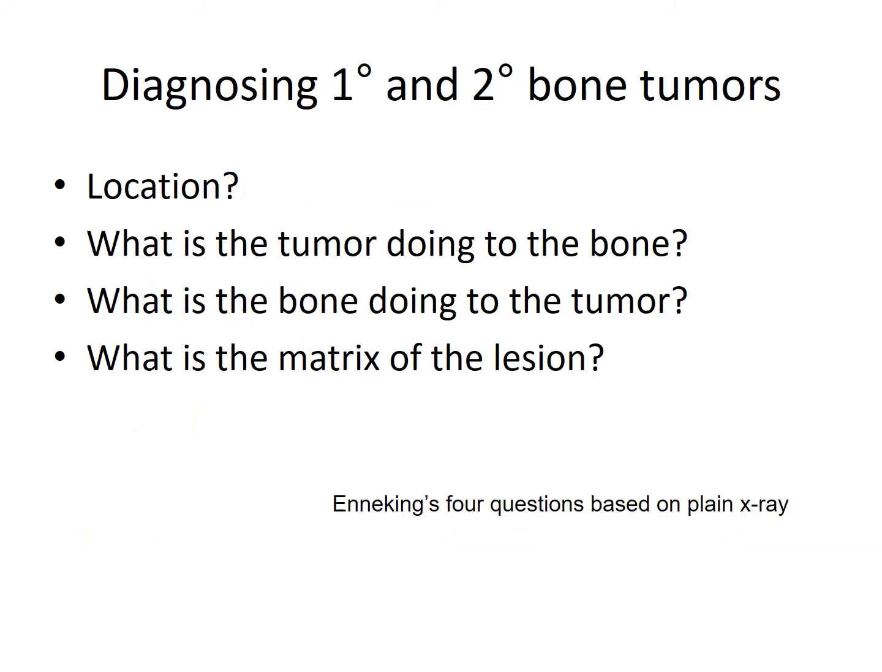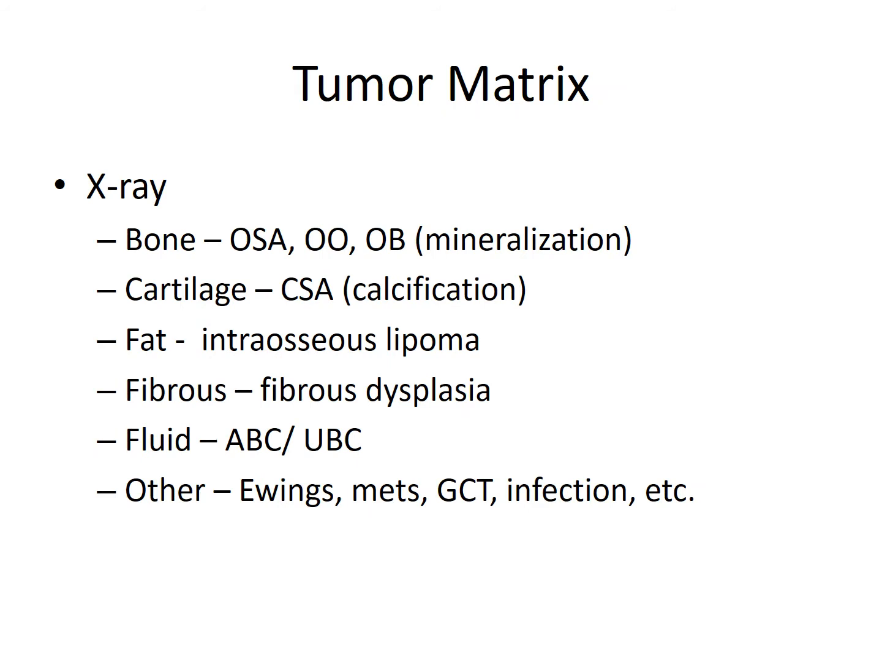bone. So once we've looked at the location and the tumor-bone, bone-tumor interaction, we want to know the matrix of the lesion. The matrix can tell us a lot about the lesion. There are some matrices that are easier to see, like bone, where you see the mineralization associated with an osteosarcoma, osteoid osteoma, or osteoblastoma. There's also the calcification or dystrophic calcification seen with chondrosarcoma and cartilage. There's fat and fibrous tissue, fat in an intraosseous lipoma, and fibrous tissue in fibrous dysplasia. Fluid may be seen in aneurysmal bone cysts or unicameral bone cysts. And then the other lesions, Ewing's, mets, giant cell tumor, infections, may not have a discernible or definable matrix.